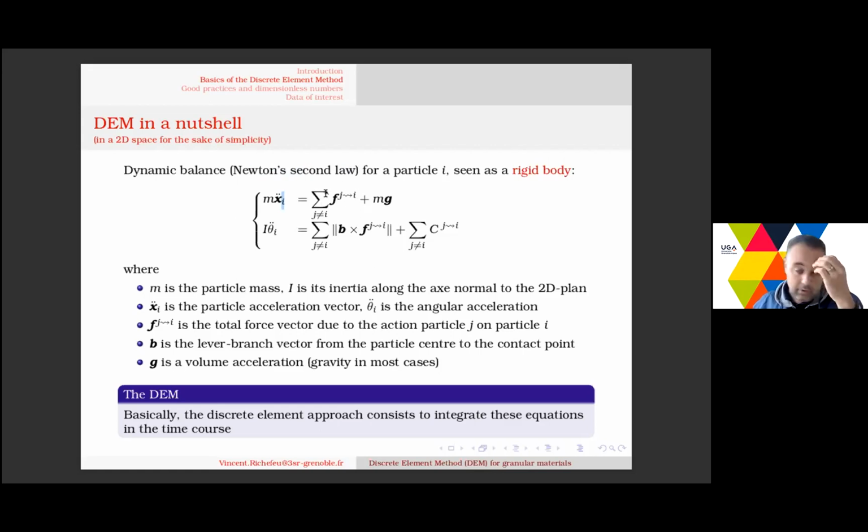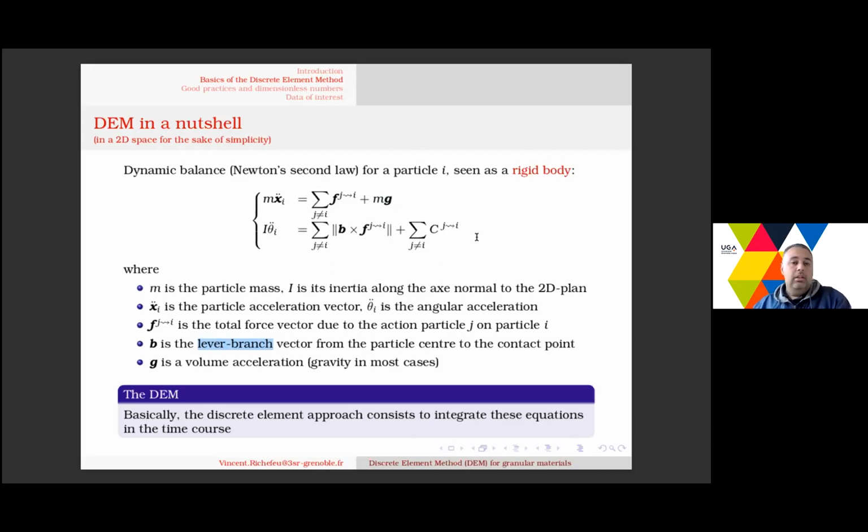Okay. This is how I note things. And eventually we can add a volume force, here the gravity typically. We make something similar in 2D for the rotation. Here, the inertia times the angular acceleration is the same. We will consider the force that acts on the particle by considering the lever arm, plus the projected force, and eventually some moment that acts at the surface of the particle.